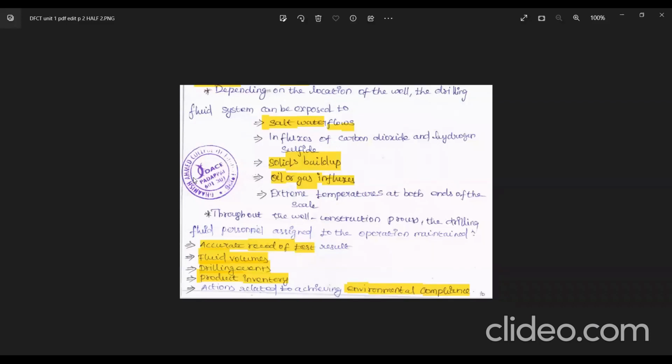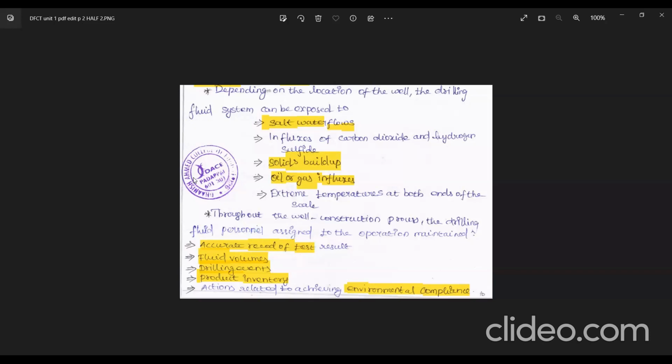Depending upon the location of the well, the drilling fluid systems can be exposed to salt water flows and influx of carbon dioxide. That means we should consider the location of the drilling fluid and what sort of problems it could face. Depending upon the location of the well, you can have salt water flowing in and you can have influxes. What is a kick? A kick is nothing but an influx of well fluids, oil, gas, and water coming out quickly.